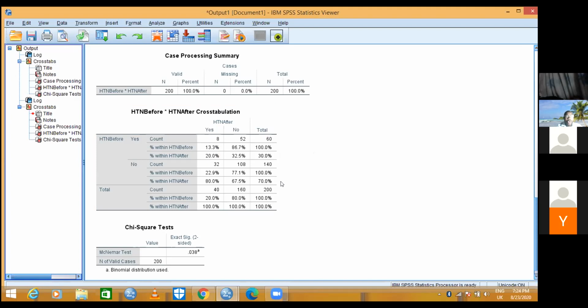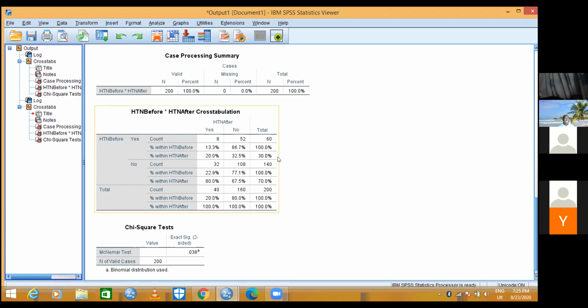So after, look at the after here. 40 were hypertensive after and 160 were not hypertensive. In this case you are looking at the row percentage within before. Can you see? Within before here, 20% were hypertensive after. So the percentage of hypertension has changed from 30% to 20%. That's all.